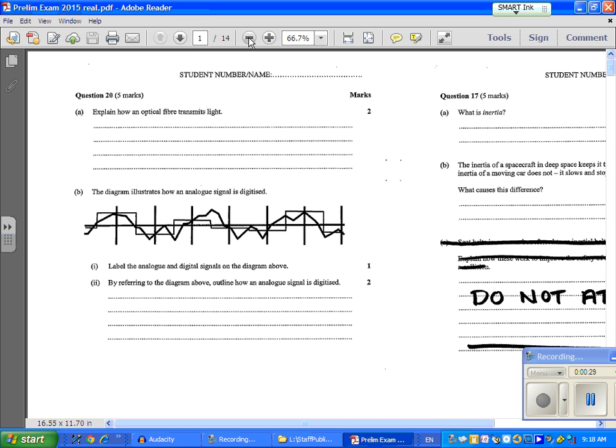Well, the questions are in order, but the pages aren't. Okay, so let's have a look. You have a question here, and usually when you look at these questions, you're always going to be looking for the verb. So explain is the verb in this case, and you explain how an optic fibre transmits light.